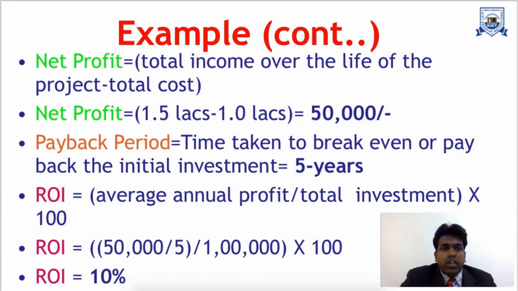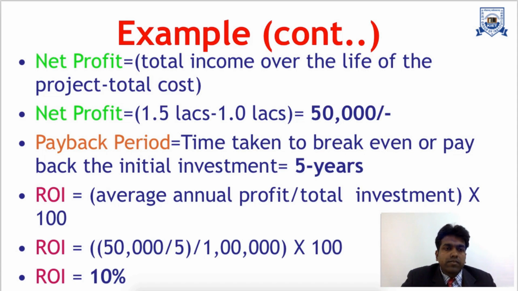So we can calculate net profit by this formula. Total benefit was 1.5 lakh, and the cost involved was 1 lakh. So after this you will get 50,000. That is basically the net profit.